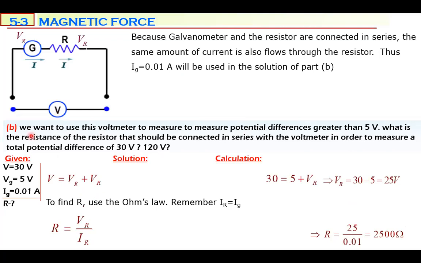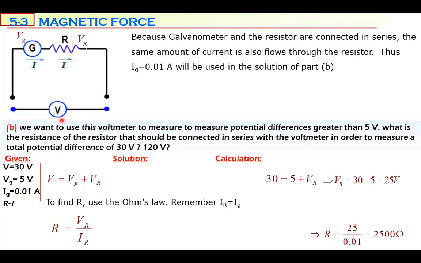The second part says that we want to use this voltmeter to measure a potential difference greater than 5 volt. What is the resistance that should be connected in series with the voltmeter in order to measure a total potential difference of 30 volt? So I will do it for 30 volt.